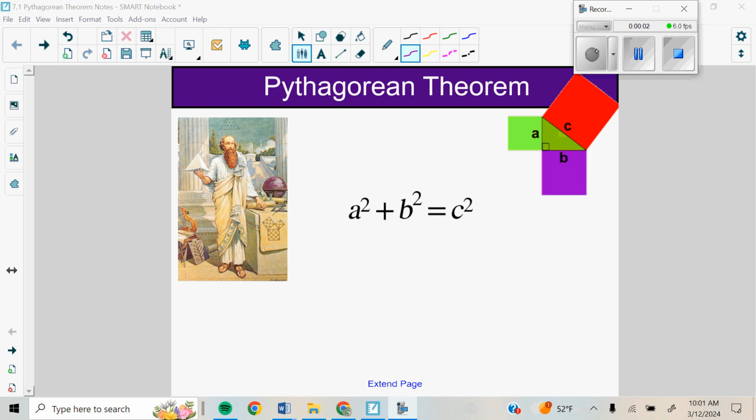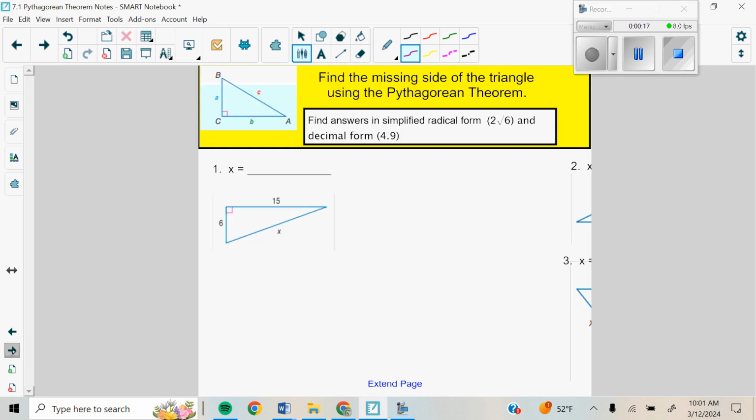Hey ladies and gentlemen, welcome to Unit 7. We are going to do 7.1 today on Pythagorean theorem. So we have a squared plus b squared equals c squared. That should be familiar. The things that we do today should not feel new to you. So let's go ahead and get going into this.